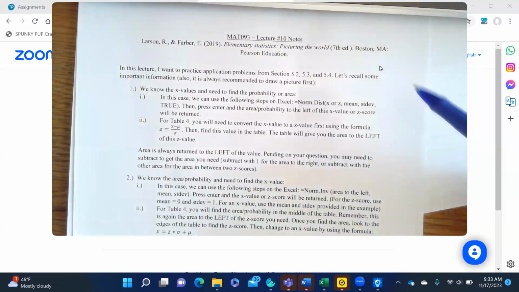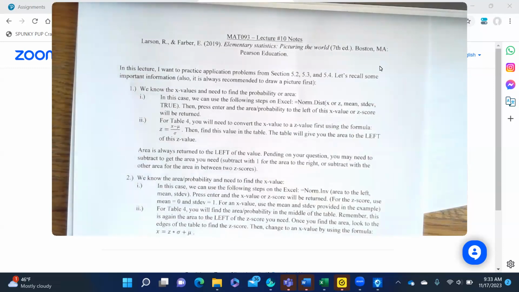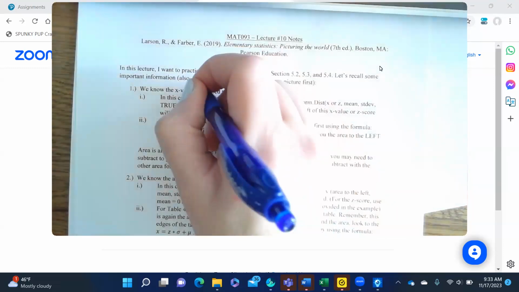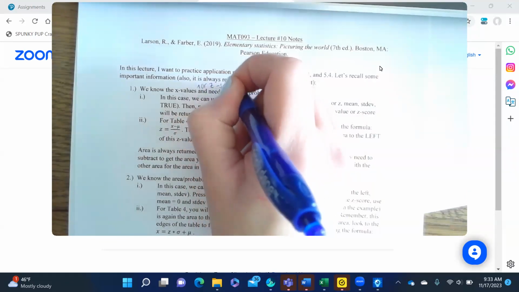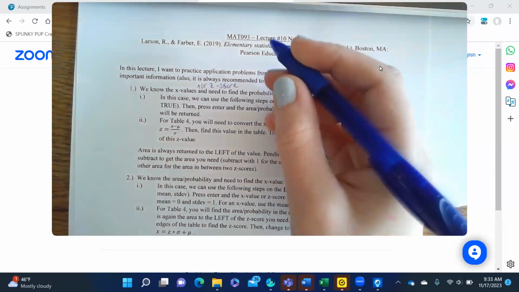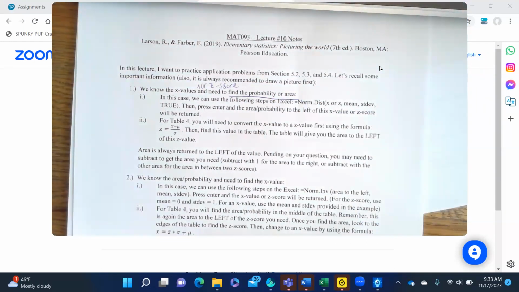So for Chapter 5, there's sort of three main questions we've looked at. The first style question is when you know the x value, or if you're working with z values, you know the z-score. But the question is around finding the probability or the area. So for instance, your questions are things like, what is the probability of this happening? Or what is the area of this region in the picture, for instance? So here we know the x value or we know the z-score, we have to find the probability area.